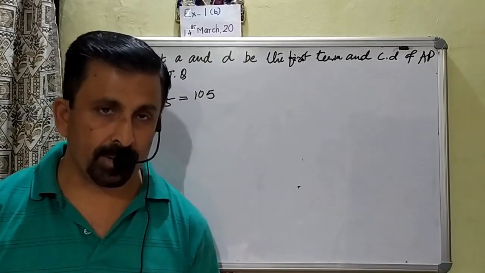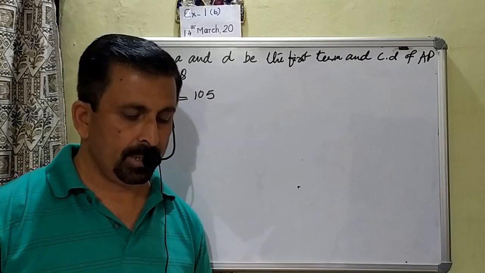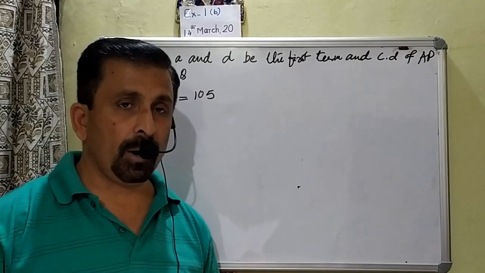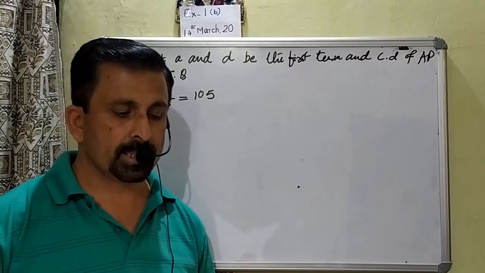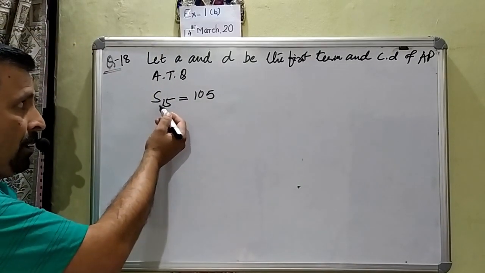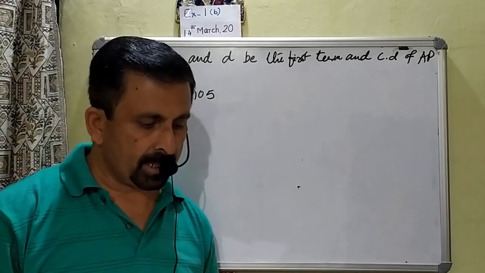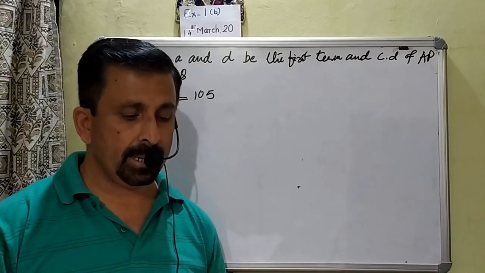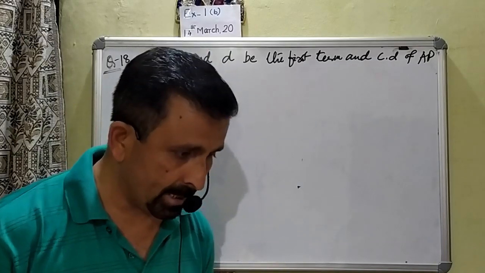Okay, now the next question we are going to take is question number 18. This question is about the sum of the first 15 terms. The sum of the first 15 terms of an AP is 105. So here I am writing: sum of first 15 terms is equal to 105. The next part of this question is that the sum of the next 15 terms is 780.